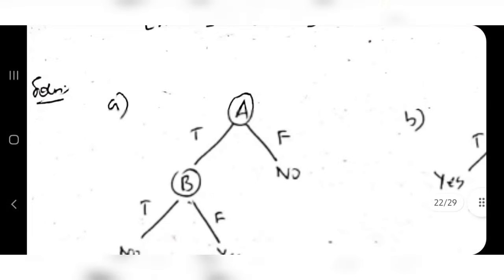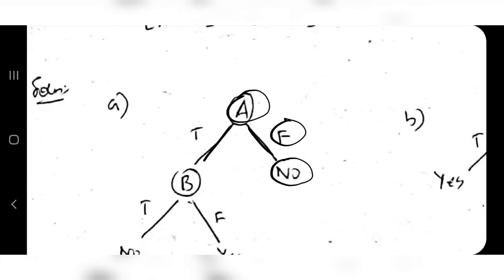If this is to be true, A is true, and if this is to be true, B is false. Then only will "not B" become true, right? And this is an AND condition, both should be true for sure. So that's what I'll be writing here. A can have two values, true and false. If it is false, then the final value will be no.